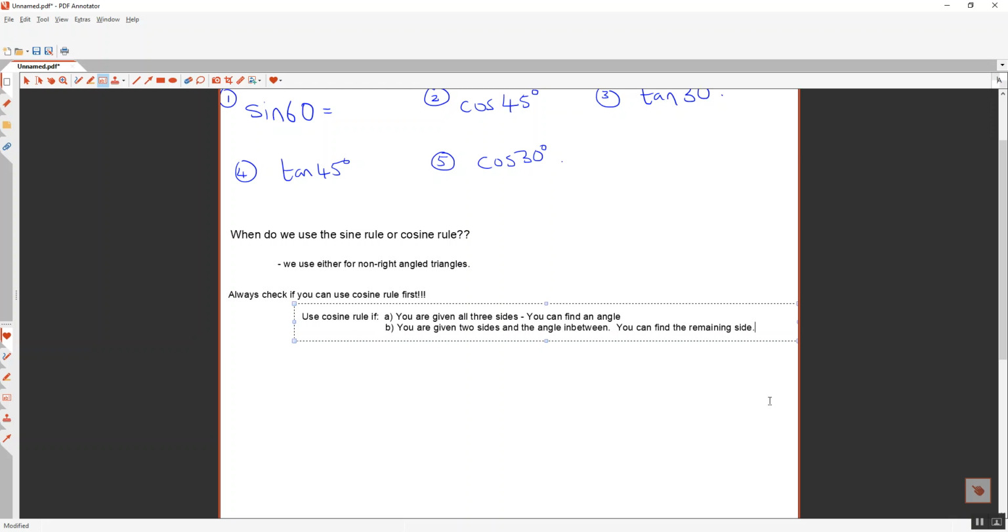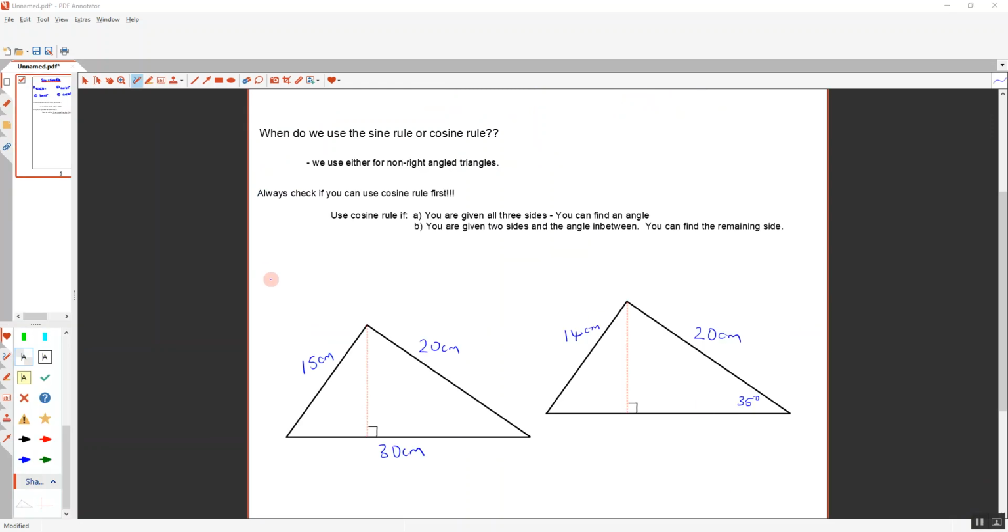So for example, if I put up a triangle for you, for the first one, I'm given a triangle with sides 15, 20, and 30. Just ignore the perpendicular height. Can I use the cosine rule? Am I given all three sides? Yes, so I can use the cosine rule to find any one of these angles that I want. I would use the formula: cos A is equal to b squared plus c squared minus a squared, divided by 2bc.